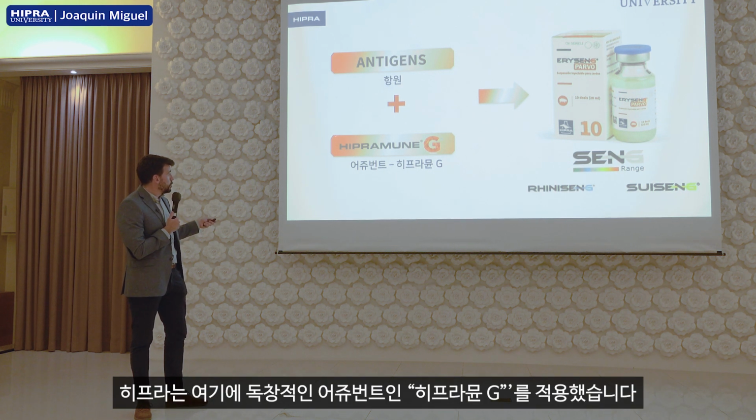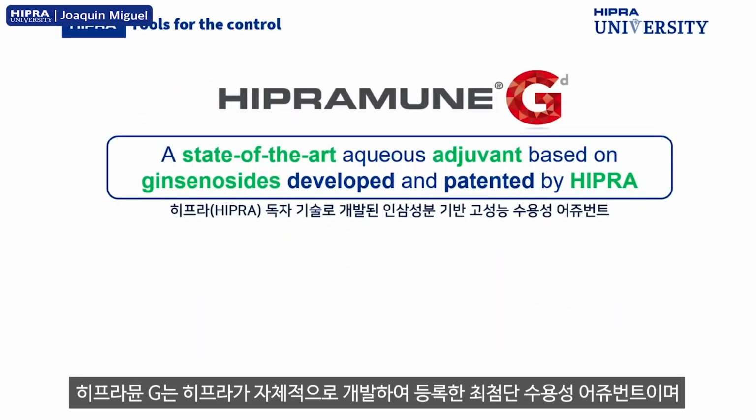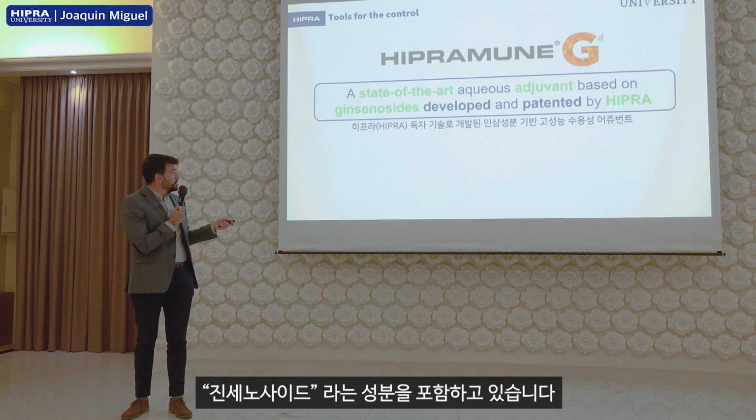And here at Hipra we have a differential point, which is Hipra G. Hipra G is a state-of-the-art aqueous adjuvant that has been developed, registered and patented by Hipra, and the differential point is that it contains ginsenosides.